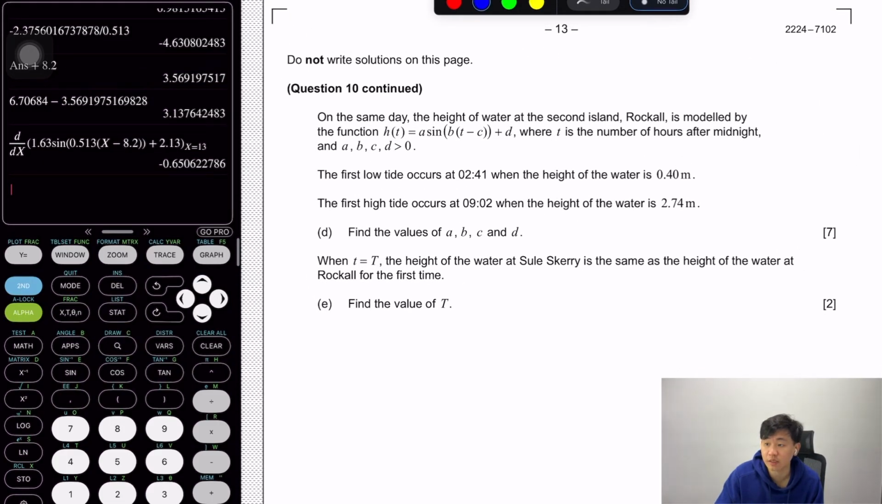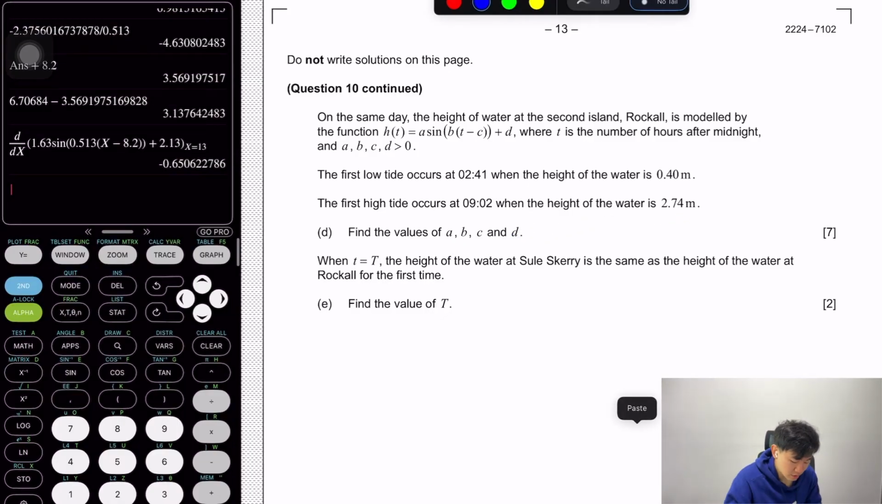Question 10 continues, then you can see it asking for something. On the same day, again, you have to model another sine function. If I were you, I want to die. The first low tide is 241, which is the height is 0.4. The first high tide is 902, the height is 2.74. Find the value of A, B, C, and D.